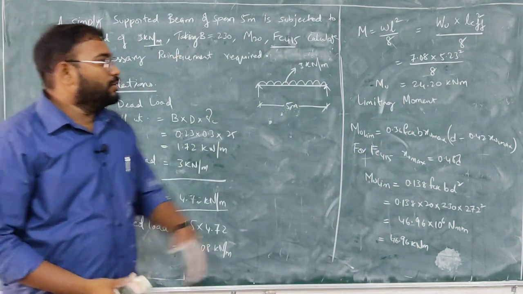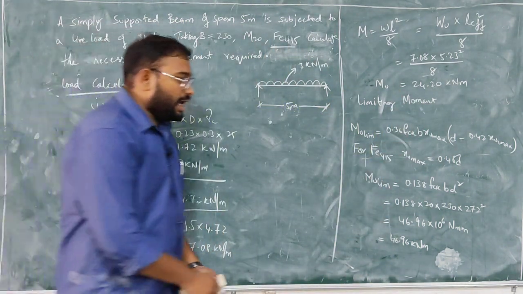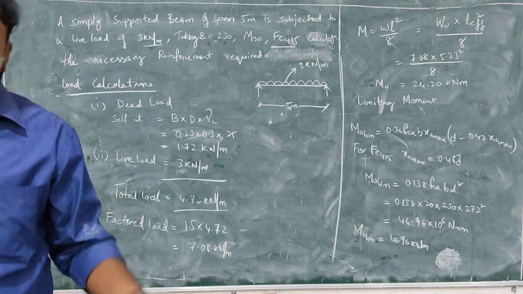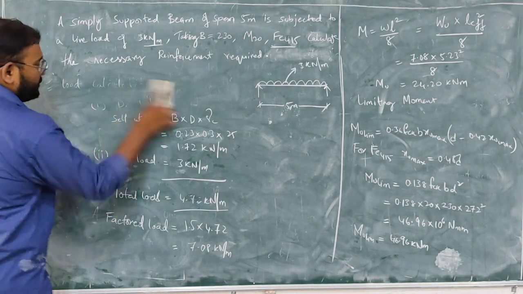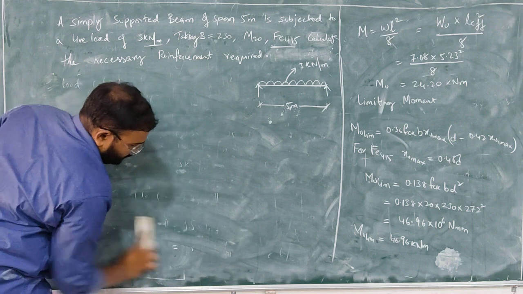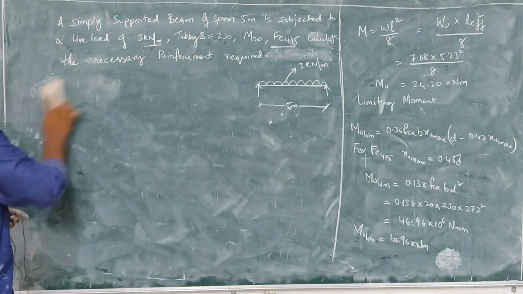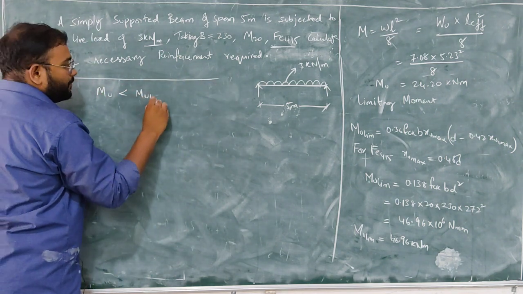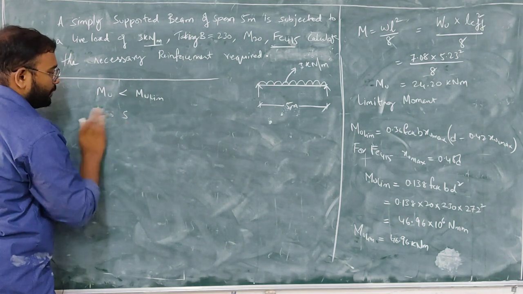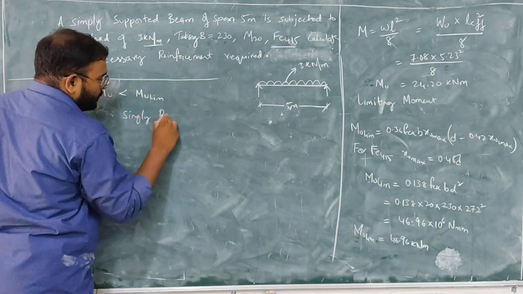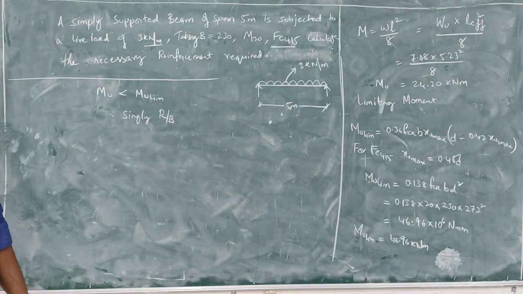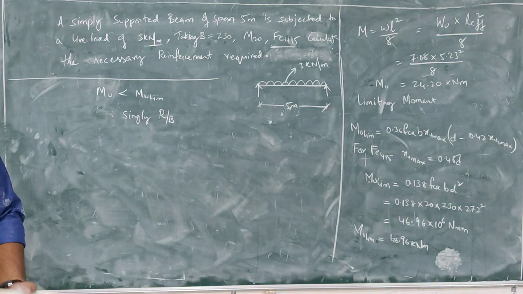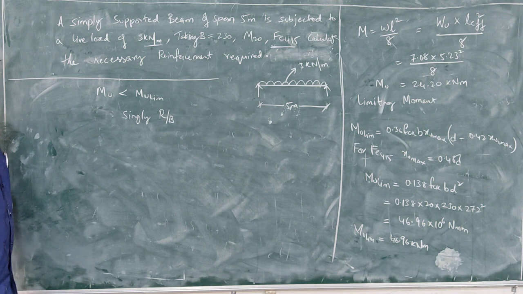So this is Mu, the ultimate moment, which is 24.2, and Mu lim is 46.96 kilonewton meter. So what does this mean? Mu is less than Mu lim. I told you this will be a singly reinforced beam. Singly reinforced beam means you require reinforcement only in the tension zone. No need to provide any reinforcement in the compression zone. Now what is the next step?